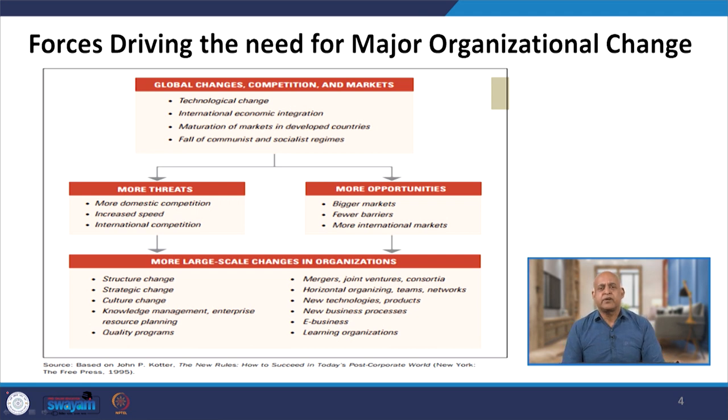New technologies and products are introduced, and new business processes are starting. Therefore, we have to focus on methods or processes, which are a very rich resource. If you can make very important changes in your manufacturing process, then definitely you can save a lot of cost. And e-business is becoming very popular, and we find the role of technology becoming very important. And there are learning organizations, because of this totally changing environment, organizations are learning how to overcome these particular challenges.